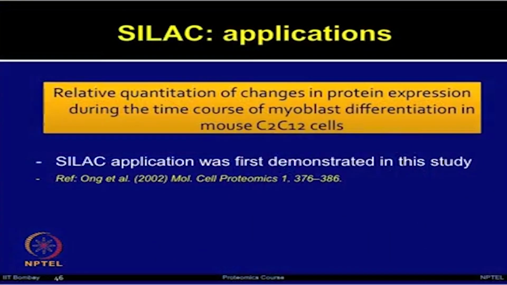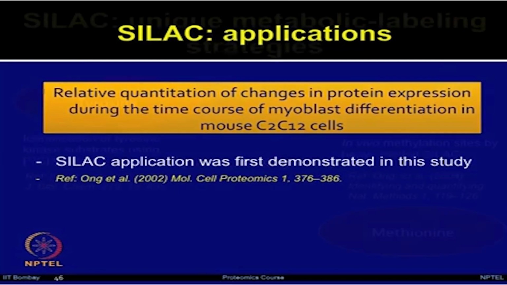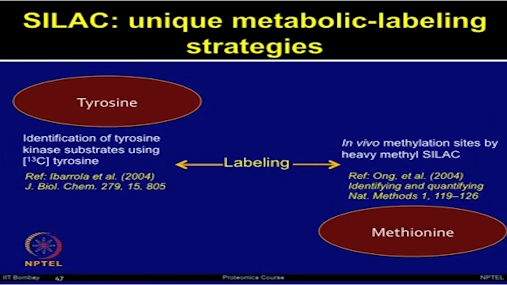Ong et al. in 2002 published a paper in Molecular and Cellular Proteomics, which was the first SILAC application demonstrated, where they used the relative quantitation of changes in protein expression during the time course of myoblast differentiation in mouse cells. Researchers have reported various unique metabolic labeling strategies. For example, by using tyrosine, the identification of tyrosine kinase substrates using 13C tyrosine. Labeling is also performed by using methionine, for in vivo methylation sites by heavy methyl SILAC.